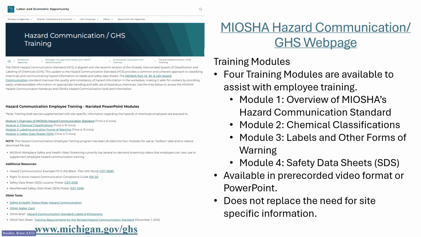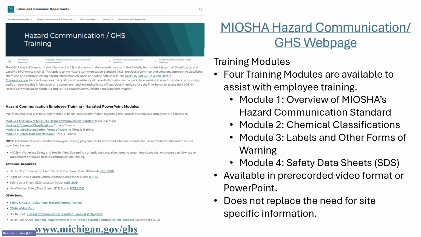MIOSHA has developed a web page dedicated to the resources available for the hazard communication and GHS information. After today, this recorded webinar will be available to view and linked on this page. Additionally, MIOSHA has developed 4 modules to assist in training your employees. These modules cover an overview of the Hazard Communication Standard, the GHS classification system, labeling requirements, and the information included in safety data sheets. These modules are available in pre-recorded format with narration similar to this webinar, or in PowerPoint form for employers to incorporate into their training programs.